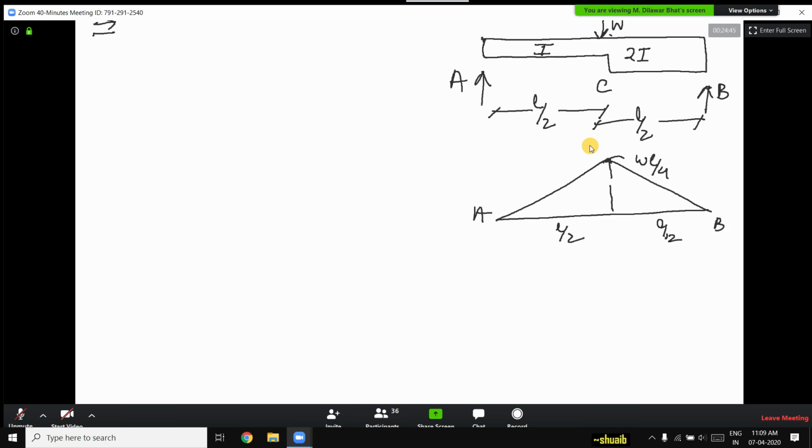Okay, you have two different points, and then you have to actually draw its conjugate beam. You have to draw its conjugate beam.